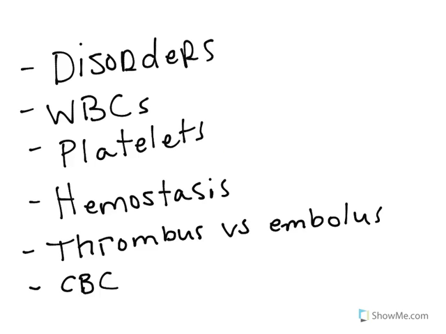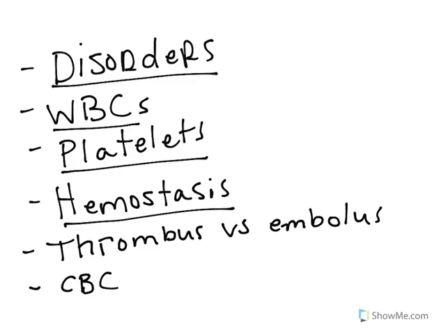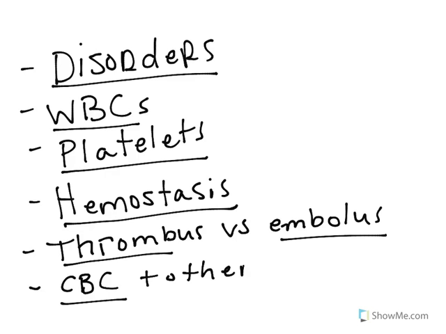Some other topics that you'll want to make sure you hit on for Chapter 17 are all of the disorders involved, the details about the white blood cells, platelets, the process of hemostasis, which is the blood clotting. Make sure you definitely know what a thrombus versus an embolus is. Make sure you know those terms. And also the diagnostic tests. Make sure you look up the CBC, and there's other types of blood tests as well.